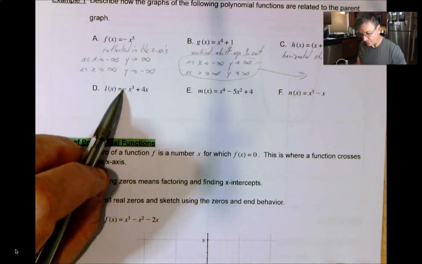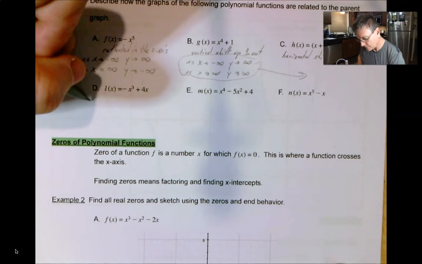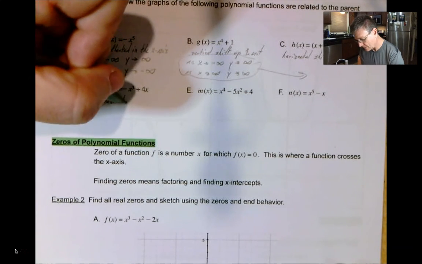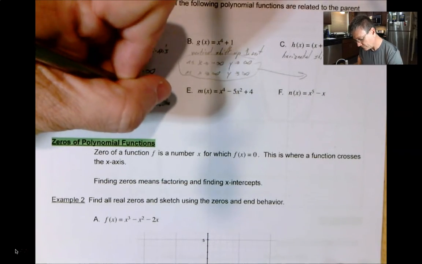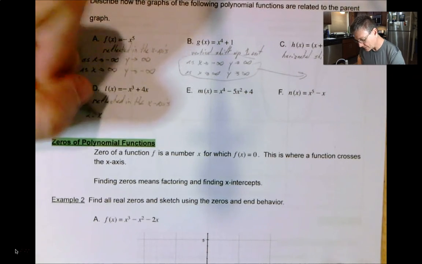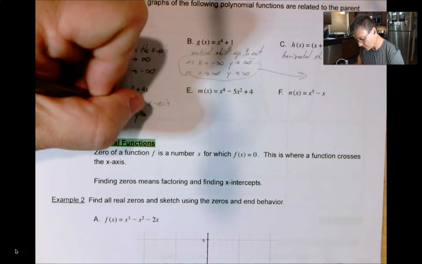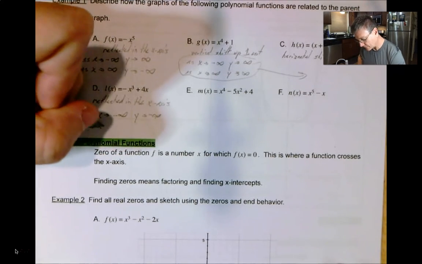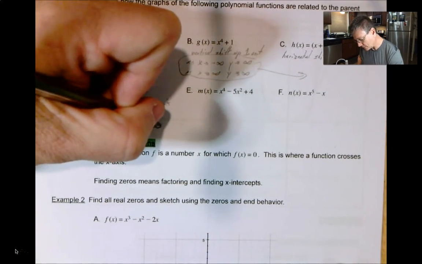Part D, we have a flip and it's cubic. So reflected in the x-axis, and as x goes to negative infinity, y goes to negative infinity. As x goes to positive infinity, y goes to positive infinity.